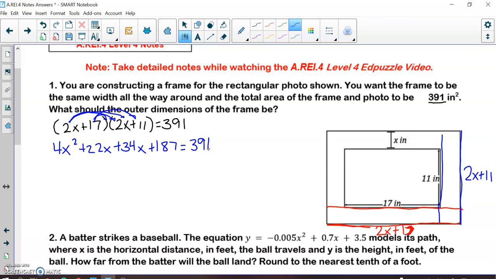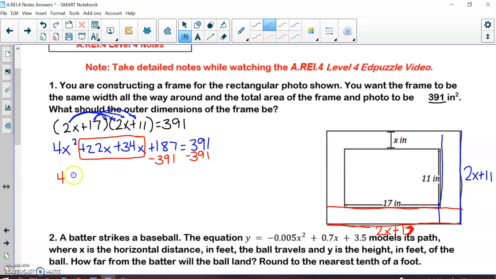Now, to solve this quadratic equation, it's up to you what method you want to use, whether you want to use factoring or completing the square or the quadratic formula. But for the purpose of reviewing all of those methods, I'm going to show you each method again in this level 4, and I'm just going to start with factoring. So let's use factoring to help us solve this quadratic equation. In order to factor, I do need to combine like terms, and I also need to set this equation equal to 0. So I'm going to subtract 391 from both sides.